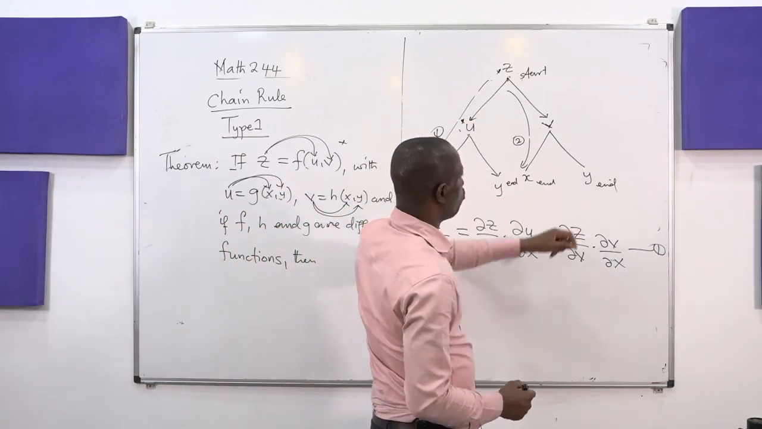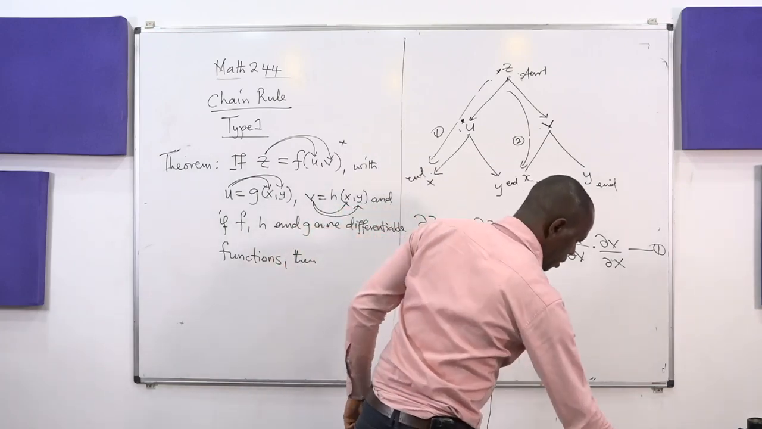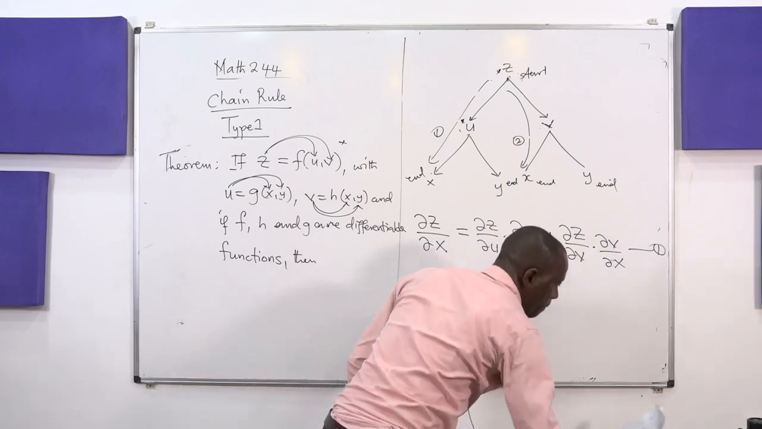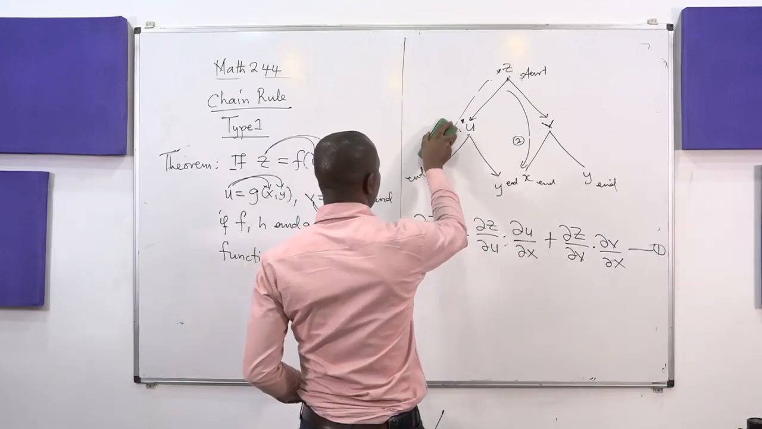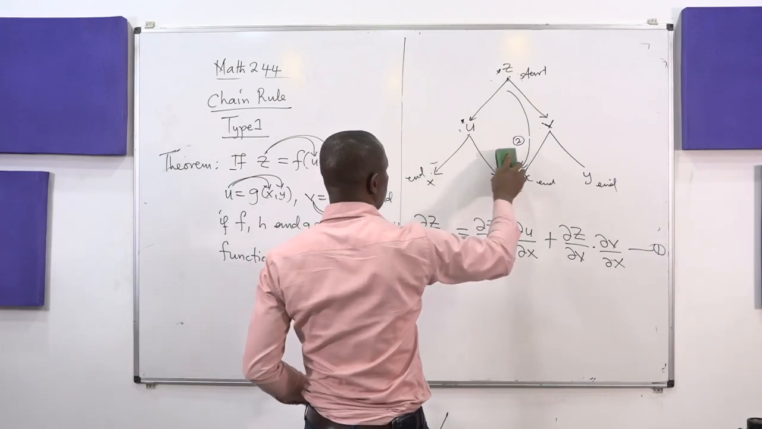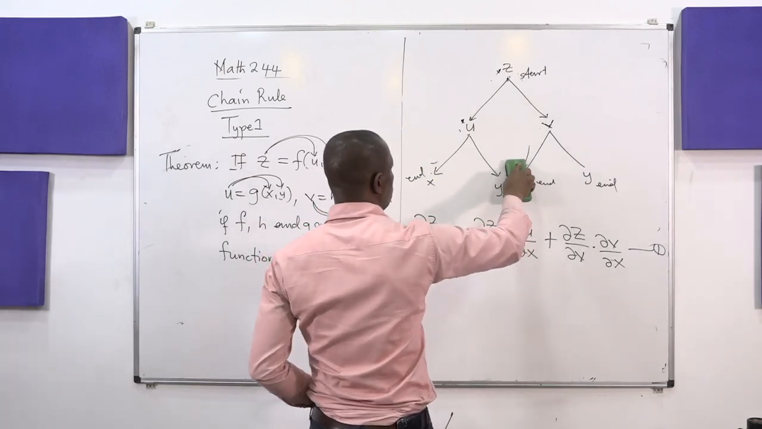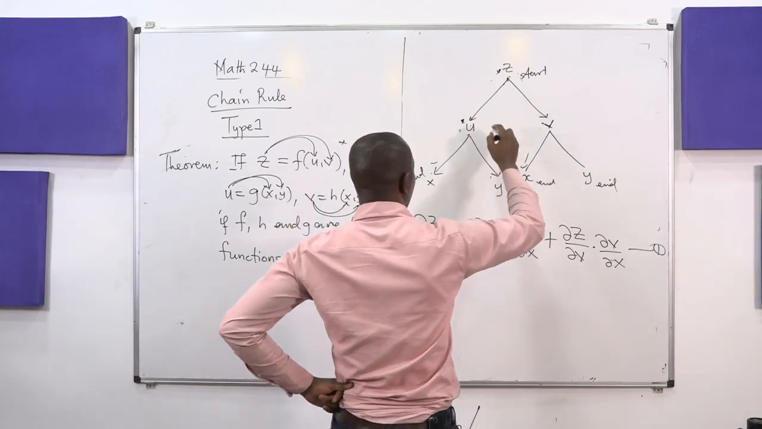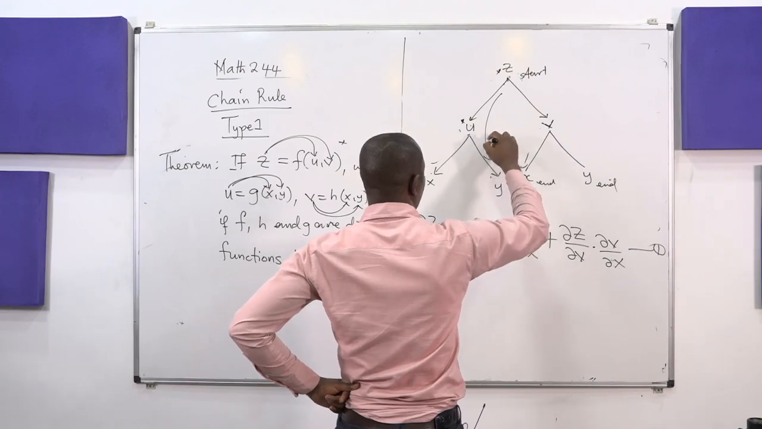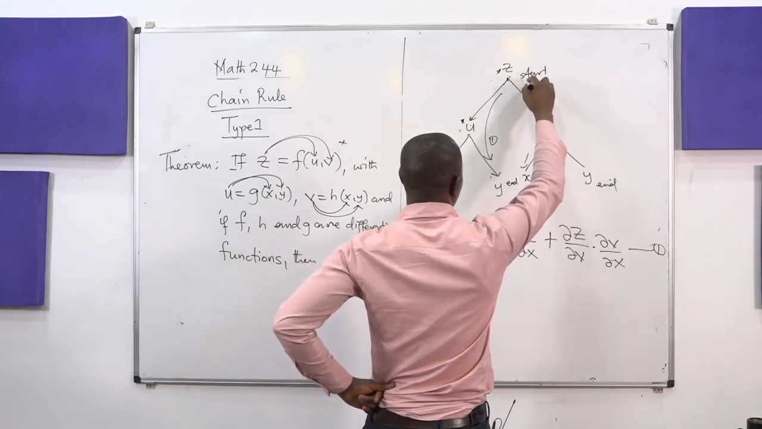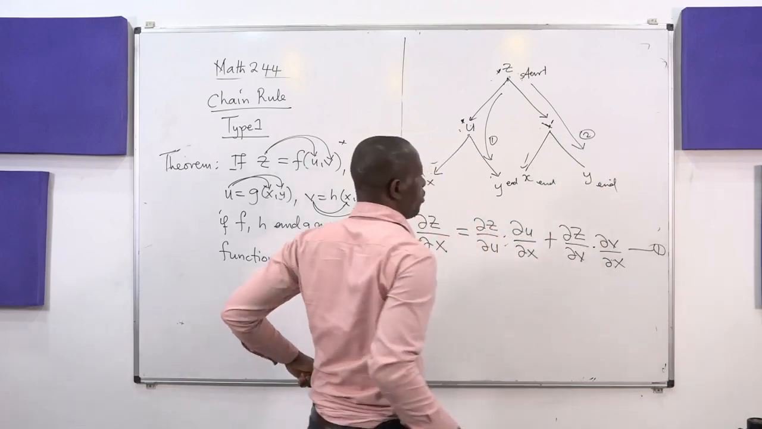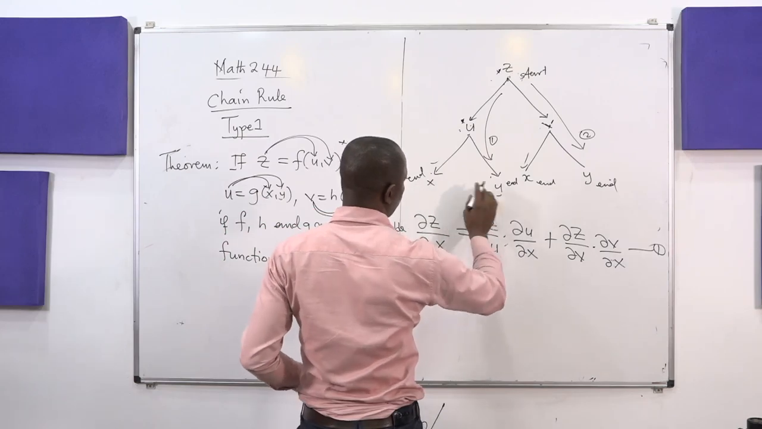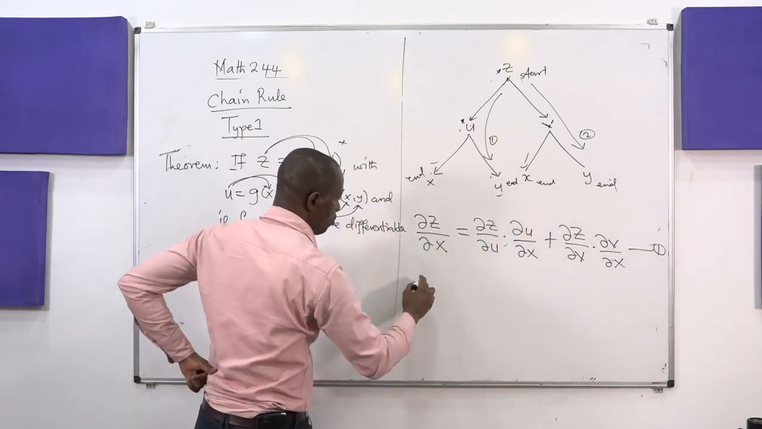From z we can go to y, and to go to y, this time we want to go to y. So move from z to u, u to y. So this way, or z to v, v to y, that way. You get it? But since our final destination is x or y, there is a partial.